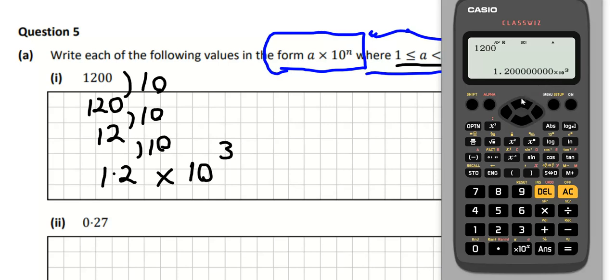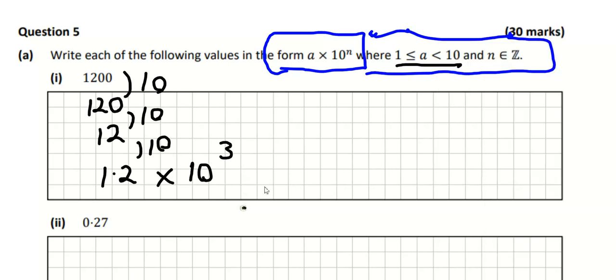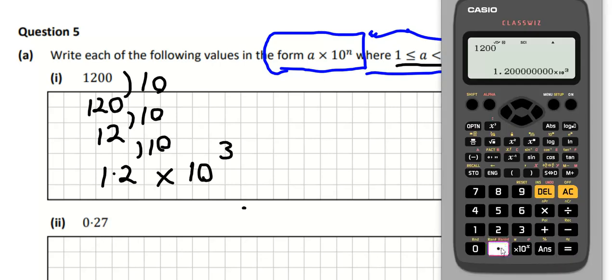To change it back, oh wait, I still do the other ones. Everybody see 0.27? Throw that into the calculator and it'll just kick it back out as 2.7 by 10 to the power of minus 1.